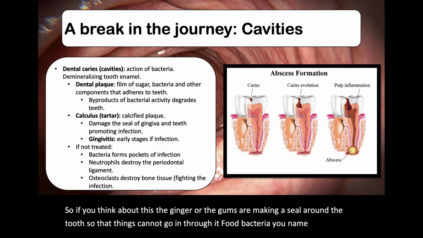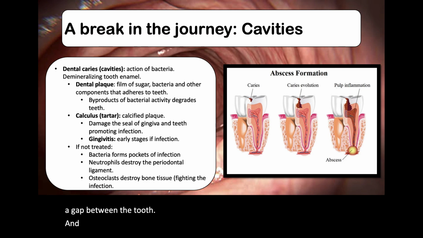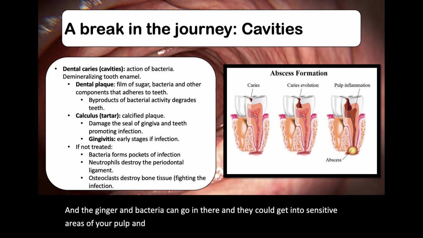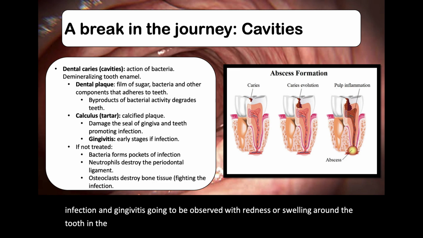So this calcified plaque, the calculus, damages the seal and opens up a gap between the tooth and the gingiva, and bacteria can go in there and get into sensitive areas of your pulp. This could create gingivitis, which is the very early stage of infection. Gingivitis can be observed with redness or swelling around the tooth in the gingiva. If this calculus is not treated, bacteria form pockets of infection right where the apical foramen is.